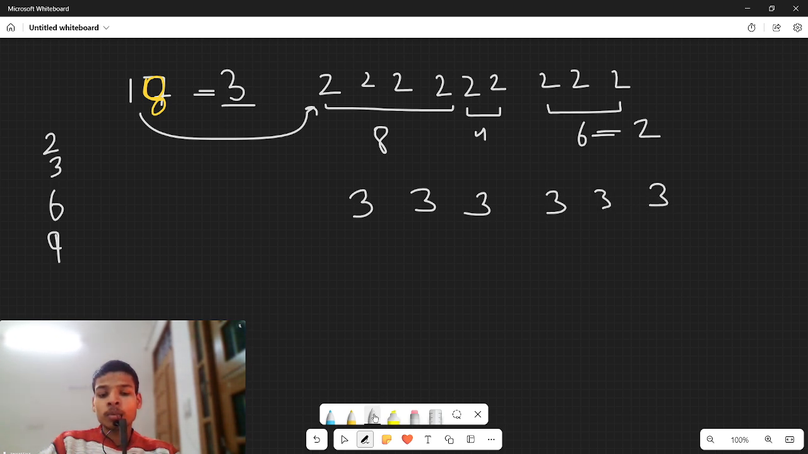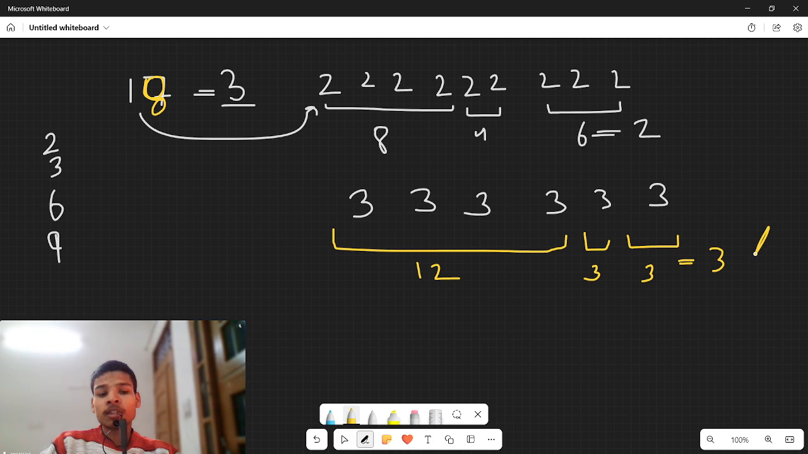Yes, I can get 6 pairs of 3, but I only want 3 pairs. So I will merge some of the parts into a single part. So what is the answer? It is 12, 3 and 3. The sum of all these numbers is 18 and the GCD of all of these is 3, which means I can also get a GCD of 3, and I want to maximize this value.